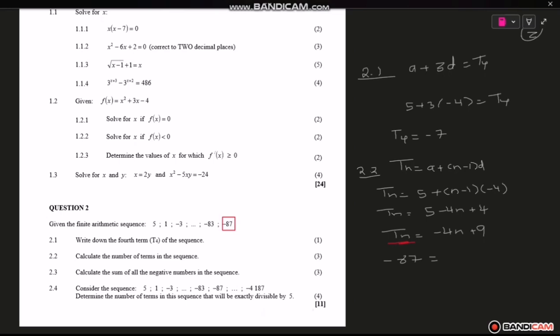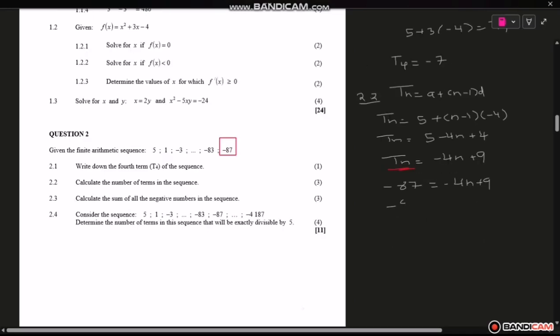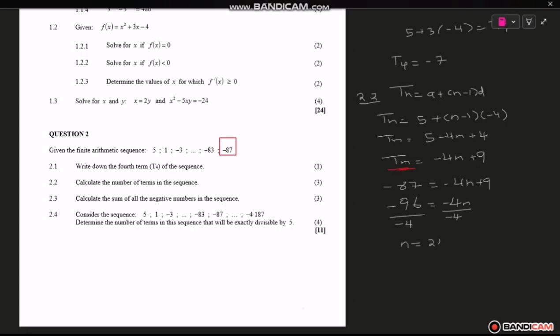Therefore, negative 87 equals negative 4n plus 9. Negative 87 minus 9 is going to be negative 96. Let me try to confirm that using my calculator. Yes, it's negative 96 equals negative 4n. Then divide both sides by negative 4. Then you're going to get n as negative 96 over negative 4. It's going to be positive 24. So in this sequence, we have 24 terms.